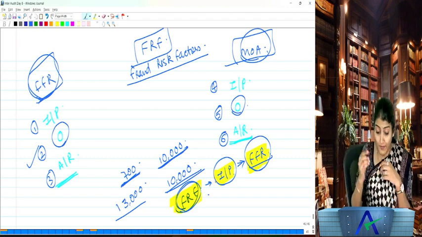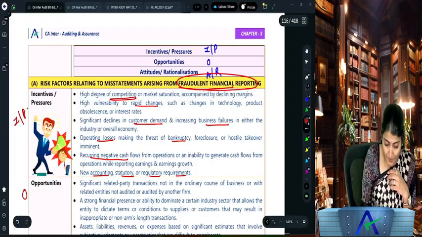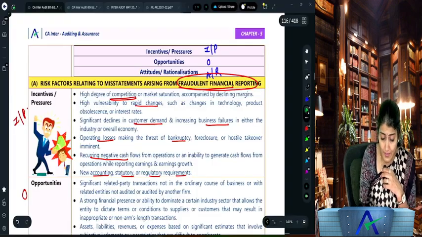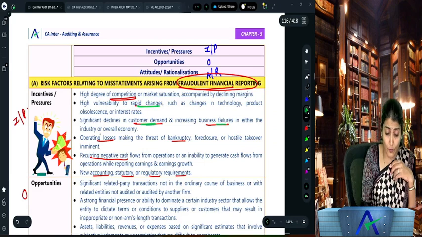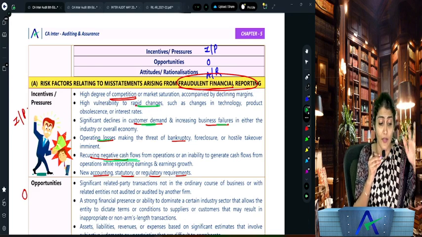Yes. So where does it come from? It says the competition. Why competition? Because there are rapid changes. There is change in demand. There are business failures, operating losses, recurring negative cash flows and new accounting requirement.